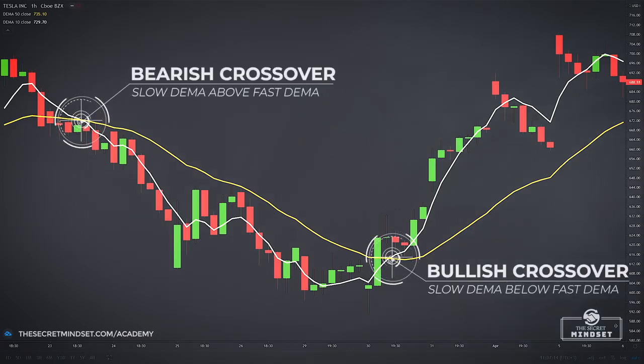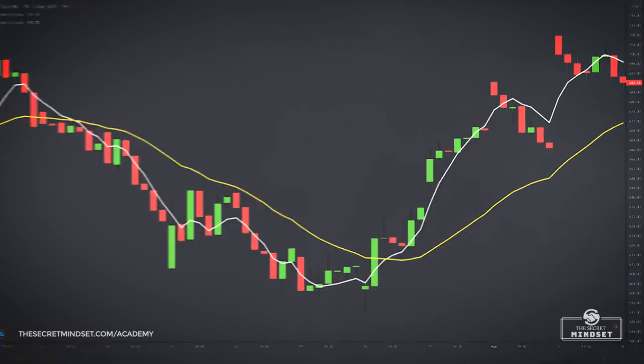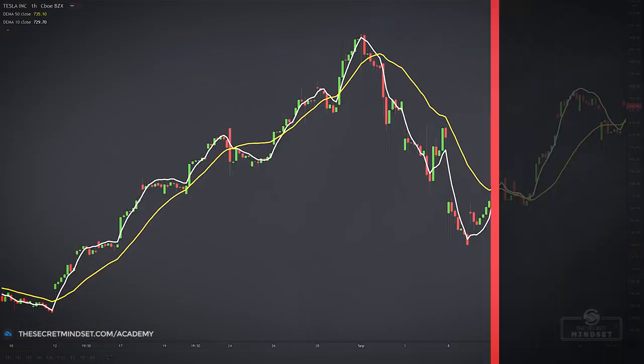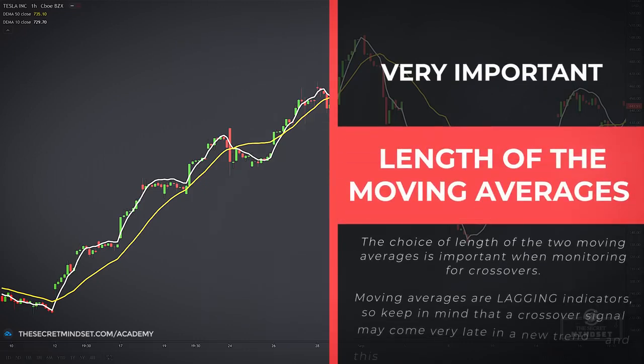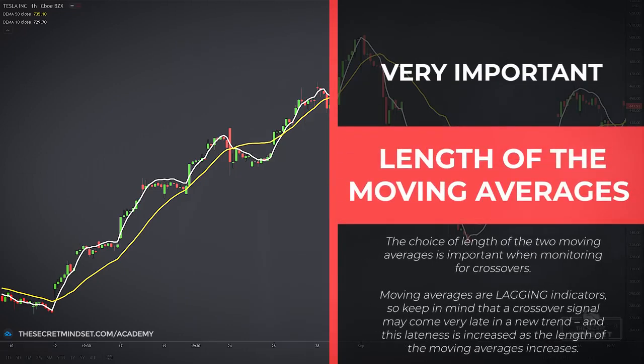The shorter term moving average crossing above the longer term moving average is considered a bullish signal, whereas a cross below is considered a bearish signal. The choice of lengths of the two moving averages is important when monitoring crossovers. A short to medium term crossover may employ a 10-day and a 50-day moving average, while a longer term system may employ a 50-day and a 200-day moving average.